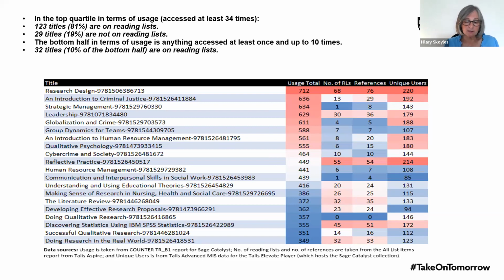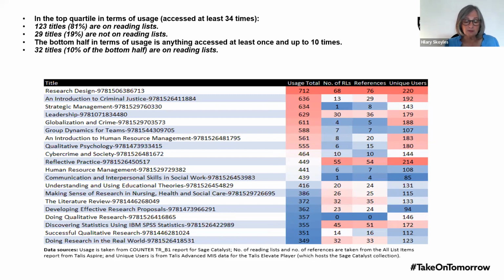Interestingly, 29 titles, or 19% of the top quartile, do not appear on reading lists at all, further supporting the collection's excellent coverage. It was also reported that the bottom half of the usage report displayed any title accessed at least once and up to 10 times during the measured period.